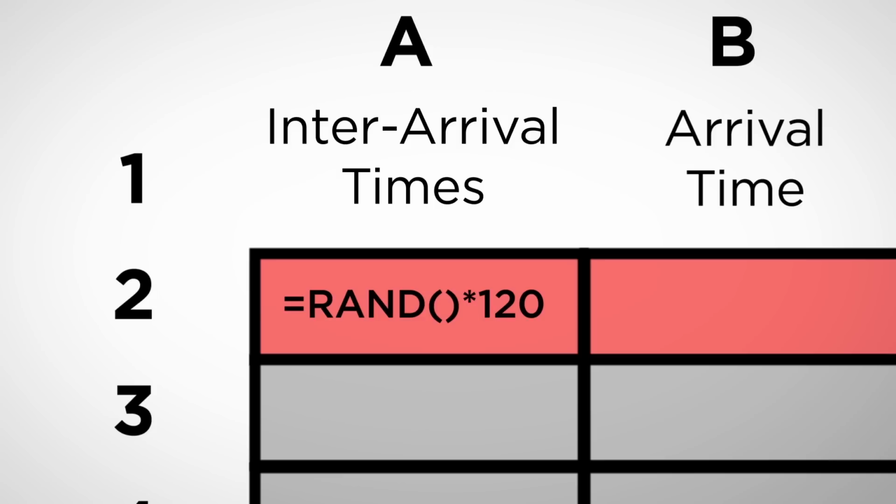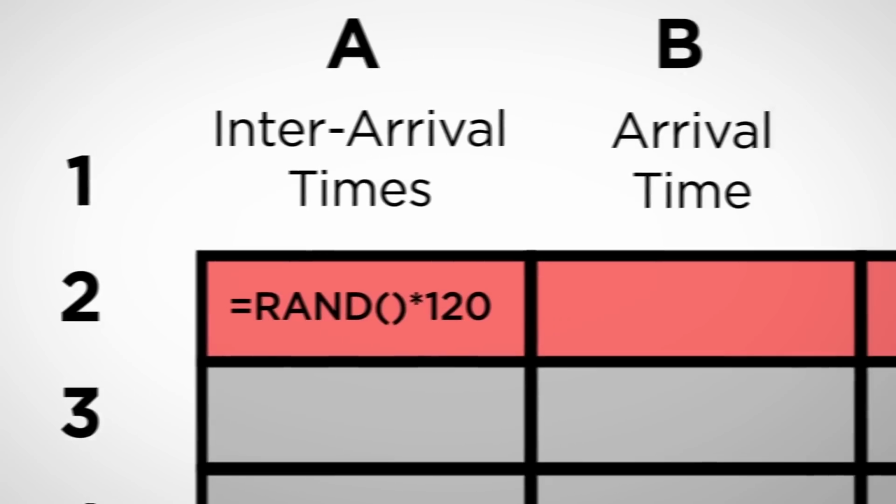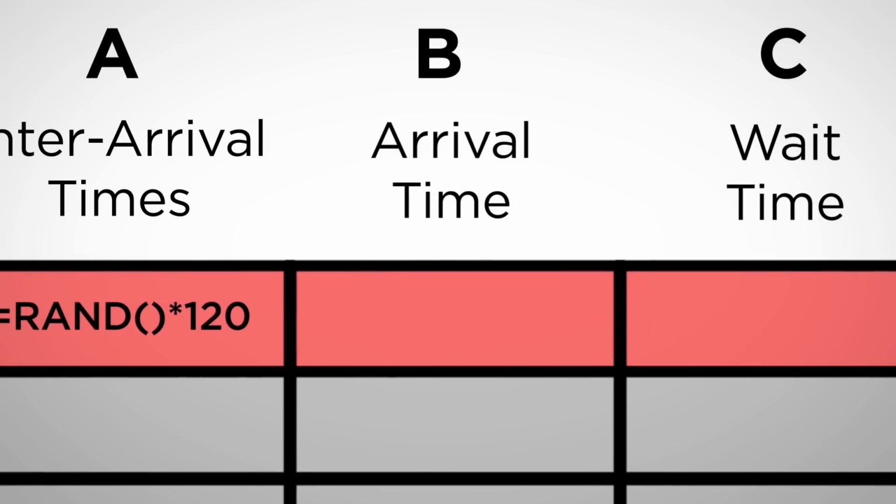The function that we can use to generate a uniformly distributed random variable in Excel is RAND. RAND is going to give you a random number between 0 and 1. So to generate a random number between 0 and 120 seconds, we're going to put in the formula here in A2, RAND times 120. In cell B2, we're going to put the actual arrival time of this customer. And again, this customer is the first one to arrive. So we're just going to put in cell B2 equals A2 because the arrival time of the first customer is equal to his inter-arrival time.